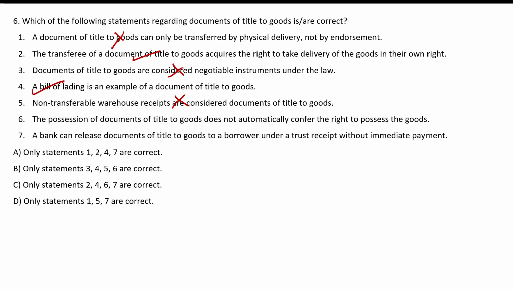The possession of a document of title to goods does not automatically confer the right to possess the goods. This is correct because possession alone does not automatically confer the right to possess the goods unless the document is transferred with a proper endorsement. So that's why the statement is correct. A bank can release a document of title to goods to the borrower under a trust receipt without immediate payment. So this statement is also correct. So 2, 4, 6 and 7. Option C is the correct answer for this question.